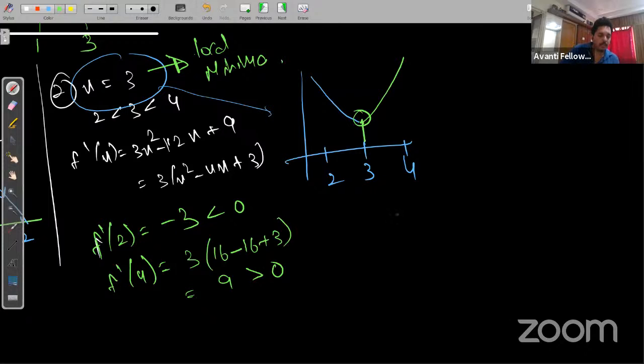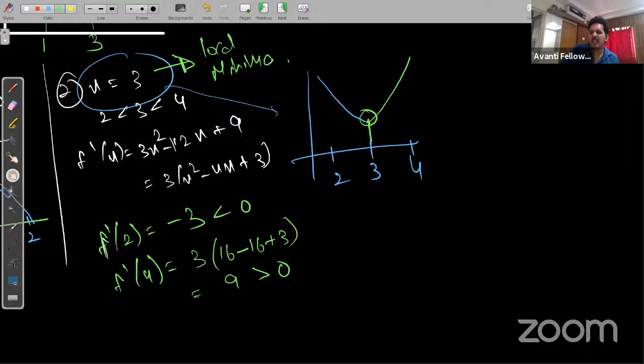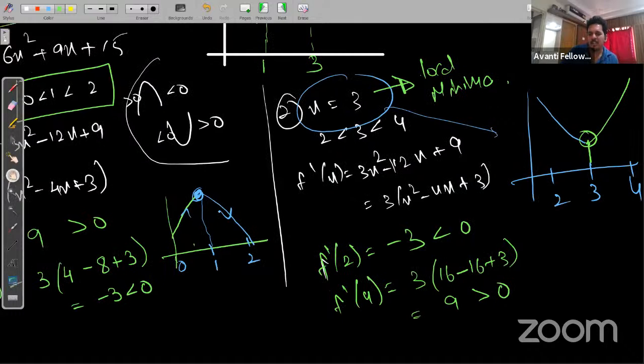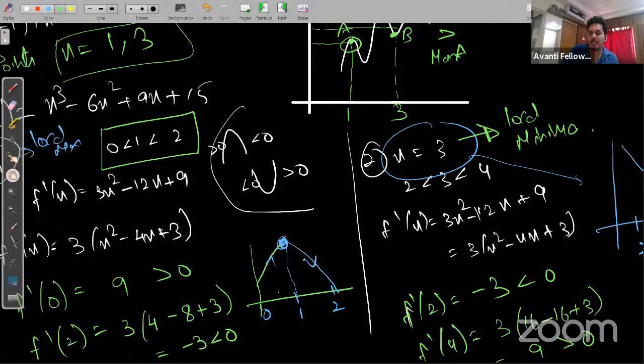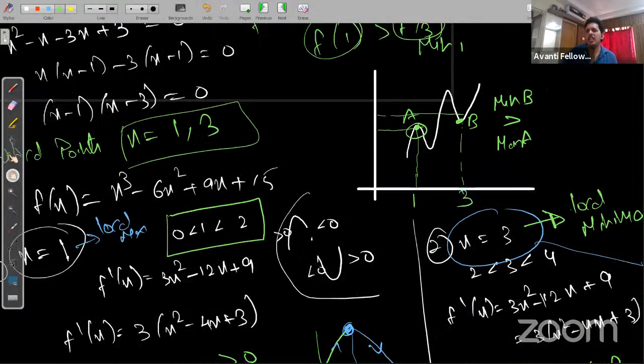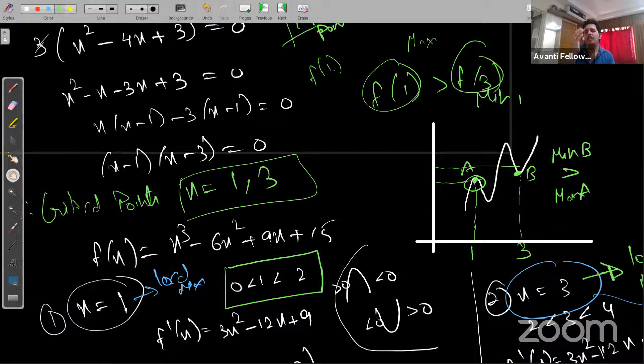Guys, clear? First derivative समझ में आया ना? It is a bit lengthy, like you are checking for two points, checking here and there, it is getting difficult. That is why we'll move on to the second derivative, which is very, very easy. It will take 1 minute, 20 seconds to solve. Is the first derivative understood? Only thing is, you have to find critical points. After that, you take two values, one on the left and one on the right side, and check.